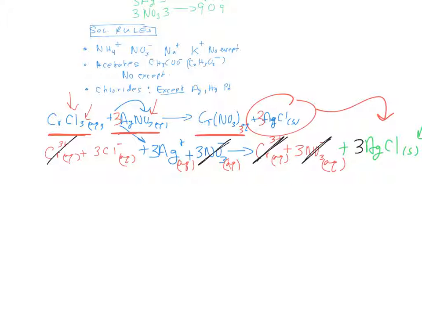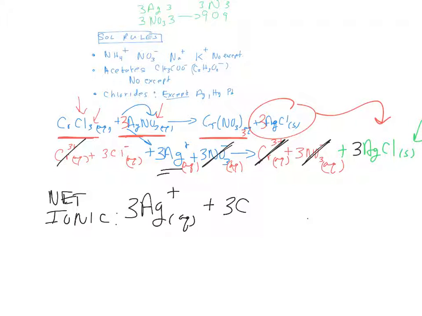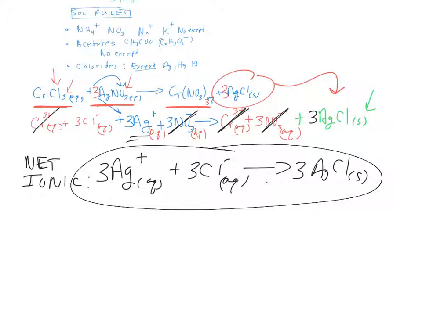Cl minus plus 3Ag going to AgCl, and I'm going to rewrite this, but I'm going to write my positive ion first, which is silver. So my net ionic equation is 3Ag pluses, aqueous, plus 3Cl minuses, aqueous, going to 3AgCl solid. If you notice, this is the formation of a precipitate.